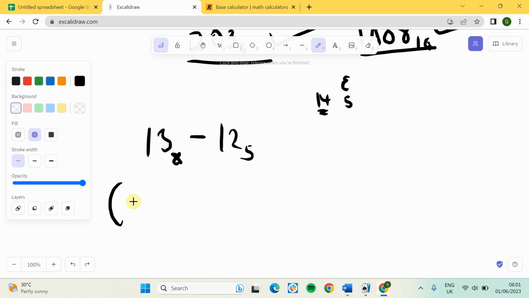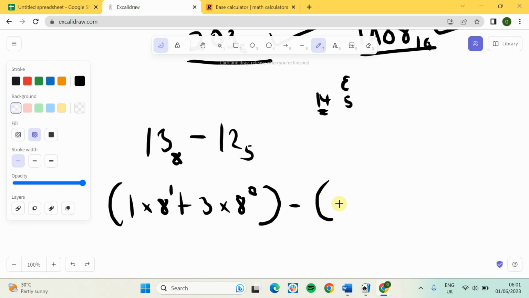Based on what we've been doing before, that will be 1 times 8 plus 3 times 8, right? And then give it the power from right to left. So that will be 0 and 1. Minus, let me convert this guy to base 10. So I'll open this bracket too. 1 times 5 plus 2 times 5. So this will have a power of 0. This will have a power of 1 from right to left.